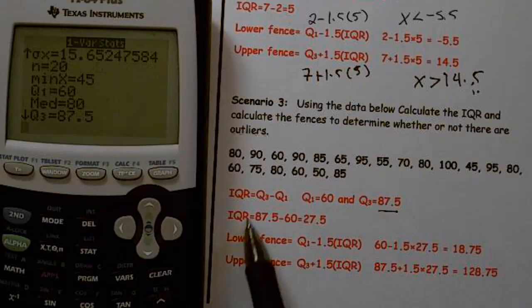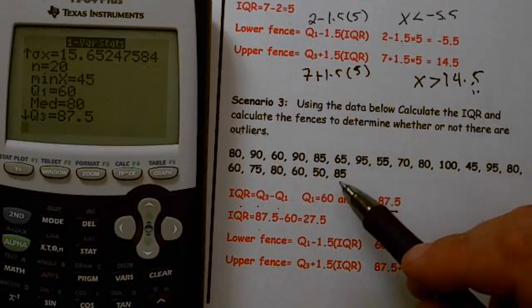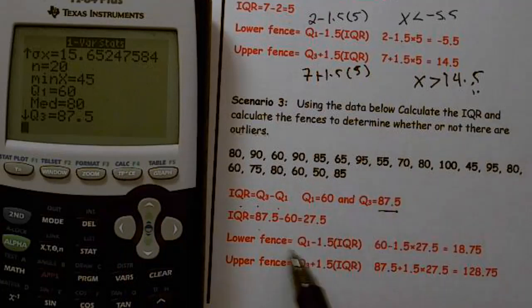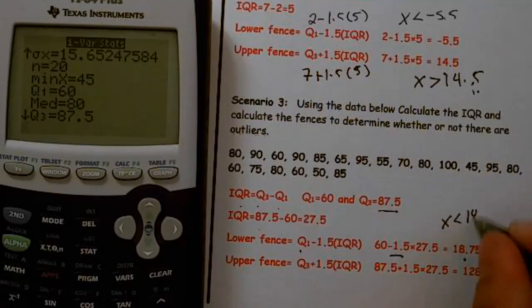Well, remember, IQR is Q3 minus Q1, so 87.5 minus 60 equals 27.5. So in this case, my IQR is 27.5. So we're going to calculate that lower fence. So 60 minus the 1.5, and remember, we always use that value, times 27.5 is 18.75. We have no value below 18.75. So if X is less than 18.75, then we have an outlier. We don't, so no outliers on the low side.